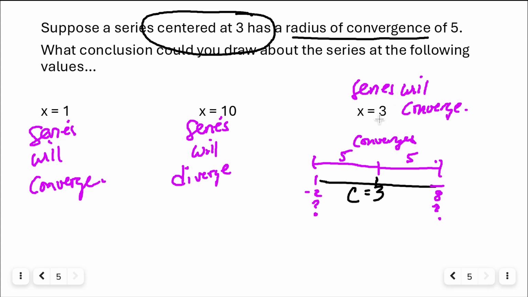And then click on the next video and we'll talk about how do you find this radius of convergence, figure out where the series will converge or diverge, and we'll go from there.